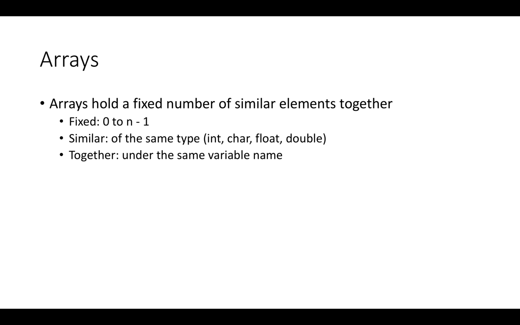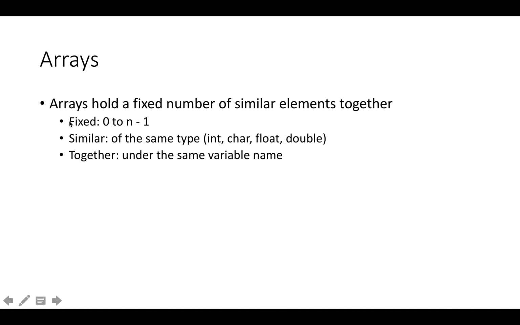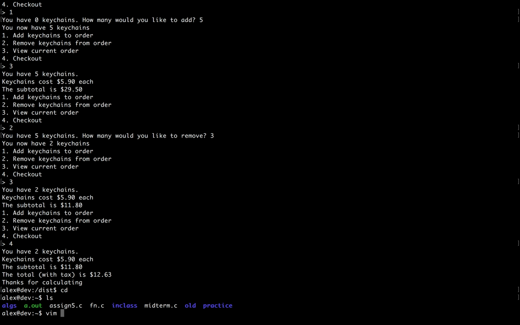So let's start talking about arrays then. Arrays hold a fixed number of similar elements together. When I say fixed, I mean we have to specify the number of elements that we want in each array. When I say similar, I mean of the same type. So we can group a bunch of different elements together so long as they are the same type. And when we say together, we mean under the same variable name. So let's talk about why we want to use arrays.